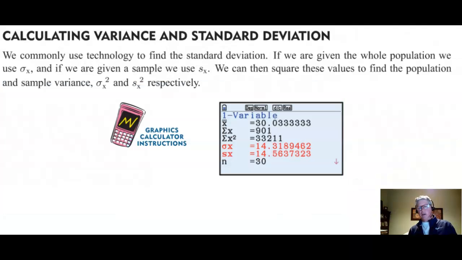Okay, the calculator, when you plug stuff in, we've done this hopefully enough where you find that the calculator finds a lot of cool stuff for you, and that top number is the mean. The notation they give you is x bar, but we will also use that to estimate the population mean. And then it gives you two values for the standard deviation.